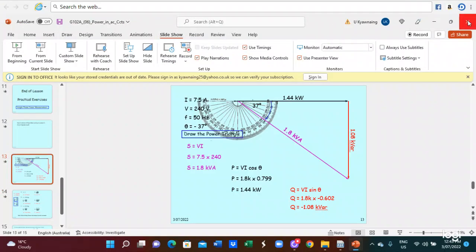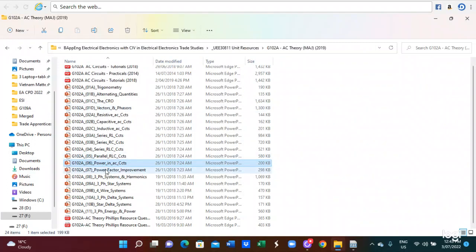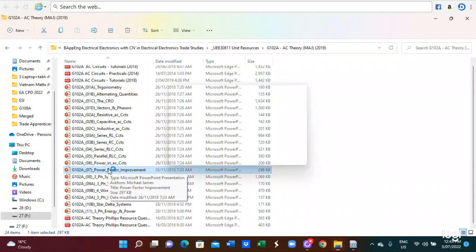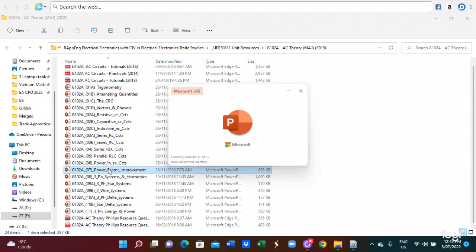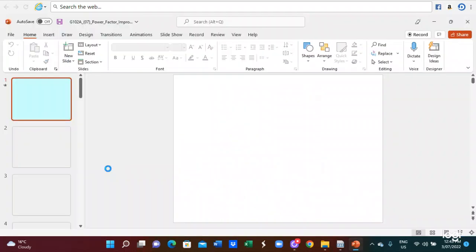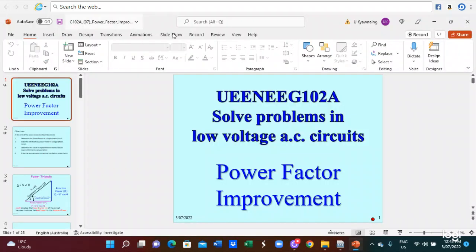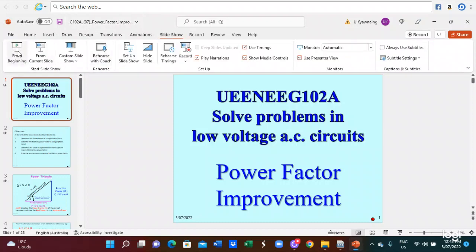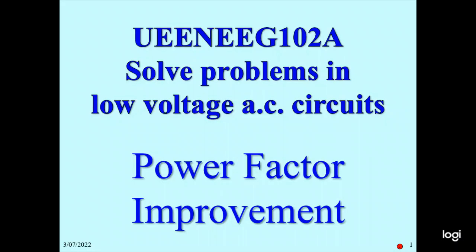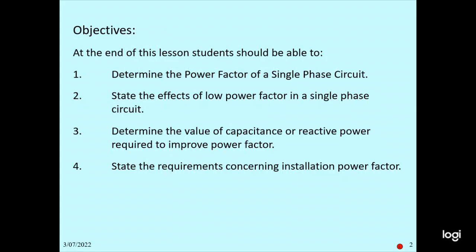Next one, power factor improvement. So at the end of this lesson, students should be able to determine the power factor of a single phase circuit, state the effect of low power factor in the single phase circuit, determine the value of capacitor or the rated power required to improve the power factor, and state the requirements concerning the installation power factor.